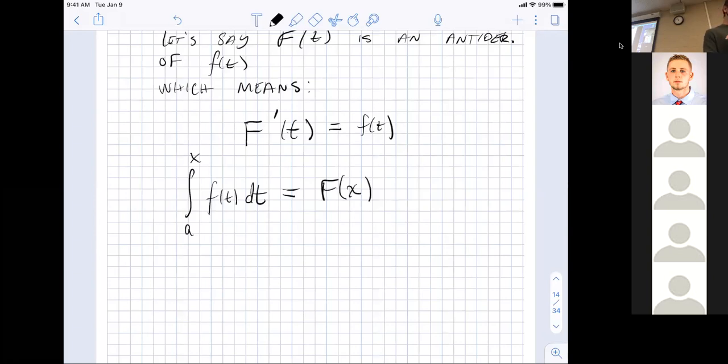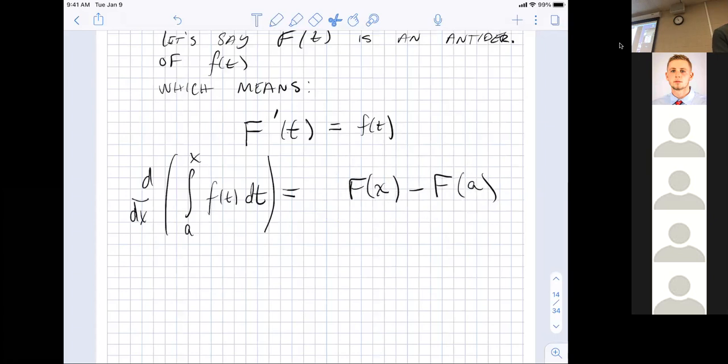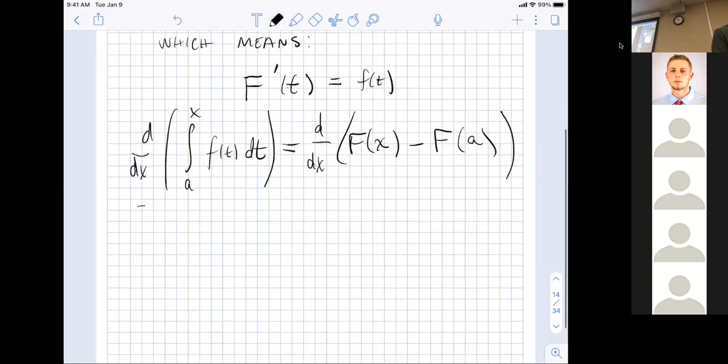We take an antiderivative of the thing we're integrating, and we evaluate at the endpoints and subtract, right? So if we can find an antiderivative of little f, then the integral defining this function is really just this. But now, if I take the derivative of both sides, which is what we originally wanted to do, the left-hand side is what we were trying to find to begin with. What do I get on the right?